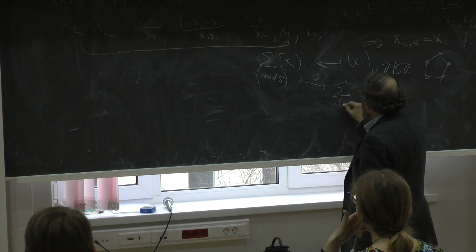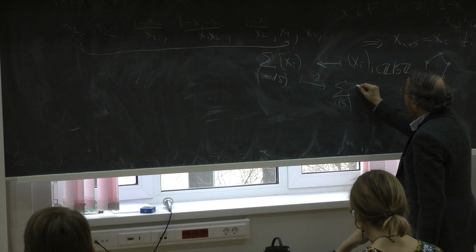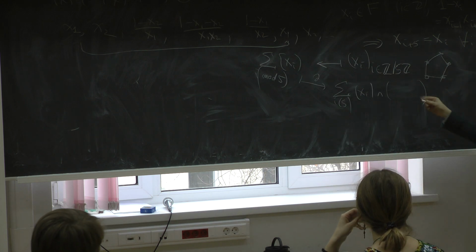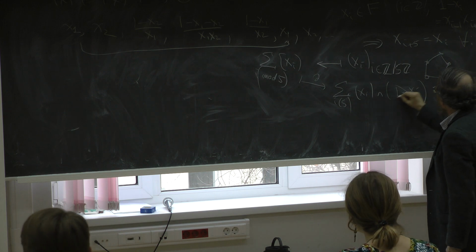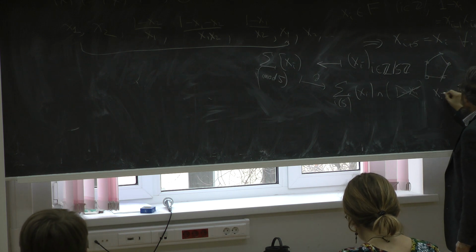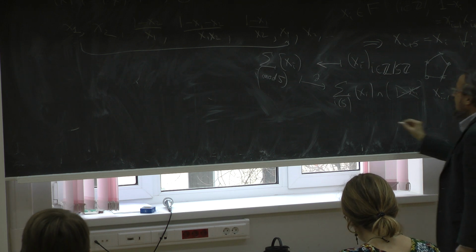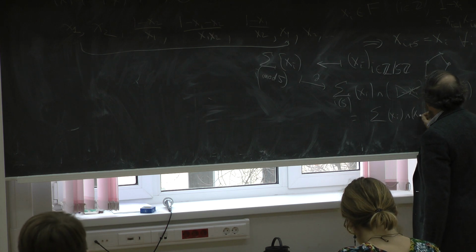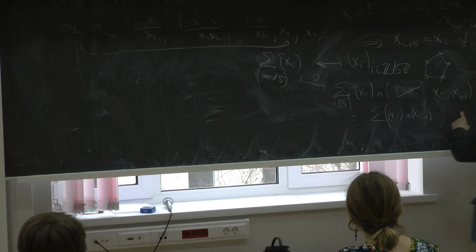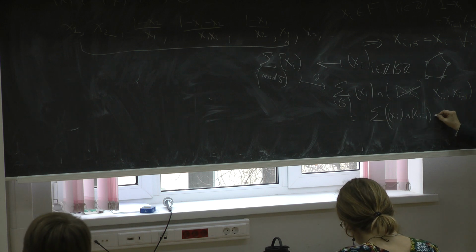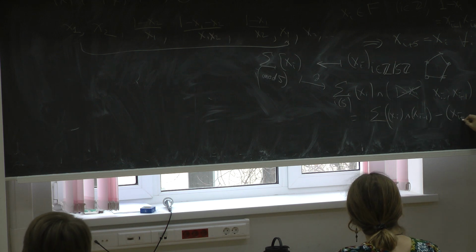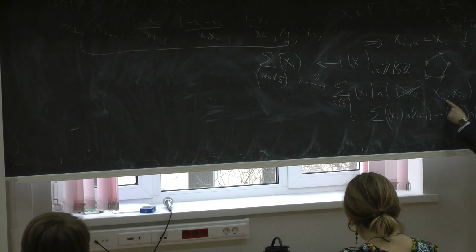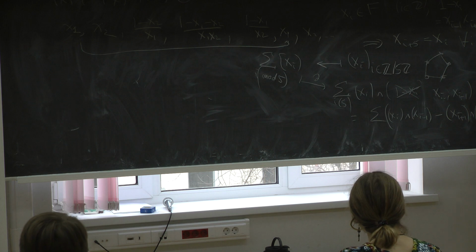So I have to take the sum over i mod 5 of xi wedge 1 minus xi, but 1 minus xi is xi minus 1 times xi plus 1. But my symbol, remember, is linear. So I can write this as xi wedge xi minus 1 plus xi wedge xi plus 1. But because of the antisymmetry, I can change the order. And so it's the sum of xi wedge xi minus 1 minus xi plus 1 wedge xi.